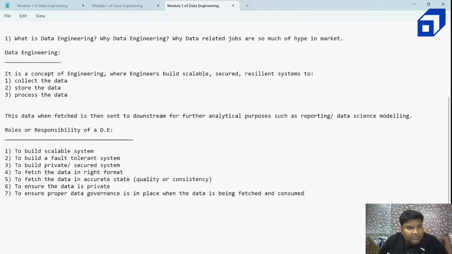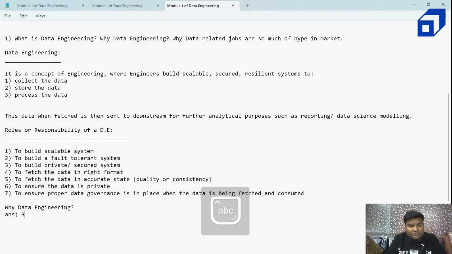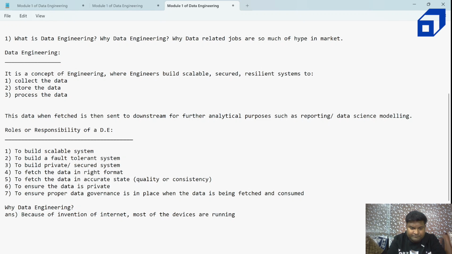And to come to the question, we talked about what is data engineering. I'll now talk about why data engineering. The short answer is because of the invention of the internet, most of the devices are running and produce some or other kind of data.